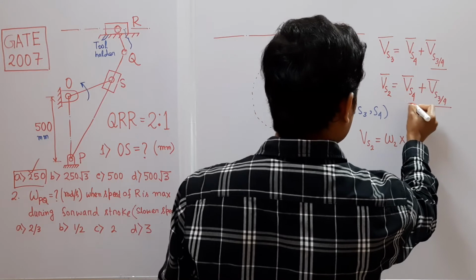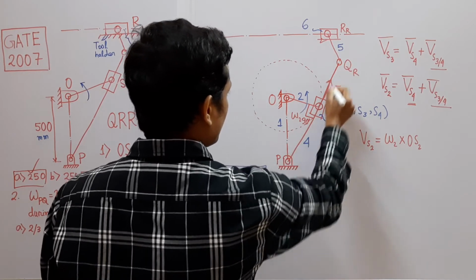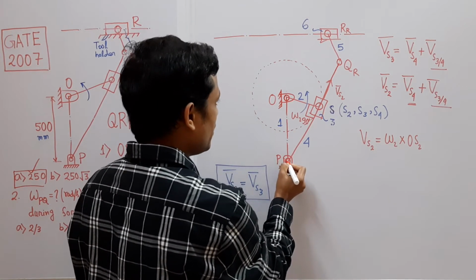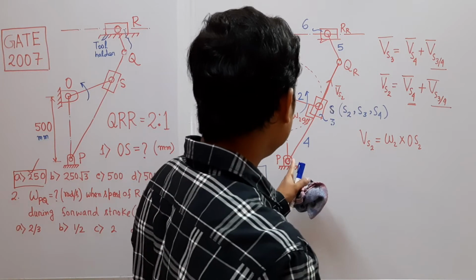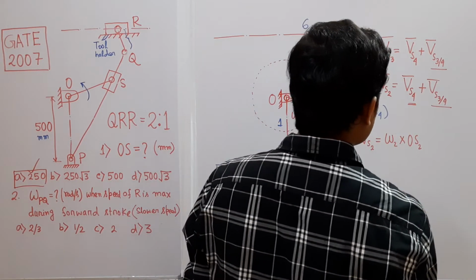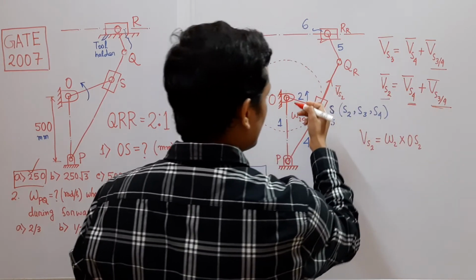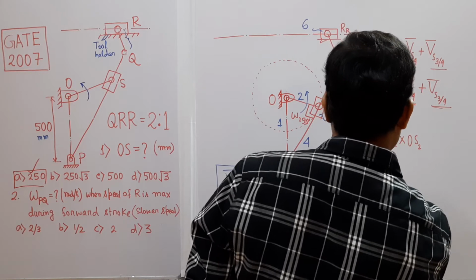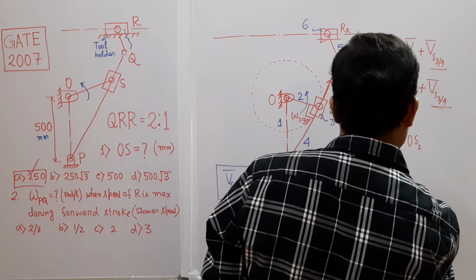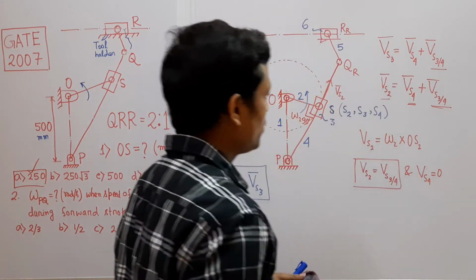And Vs4, what is Vs4? Vs4 is perpendicular to PQR, because link 4 has a pure rotation about point P. So velocity of link 4 at any point will be perpendicular to PQR. So this vector equation can only be satisfied when these two are along PQR and this is perpendicular to PQR. So it can only be satisfied when Vs2 is equal to Vs3/4 and Vs4 is equal to 0. So these two are equal and Vs4 is 0.